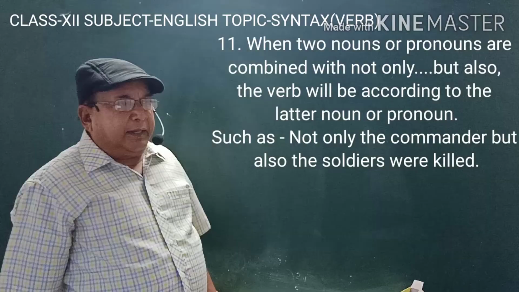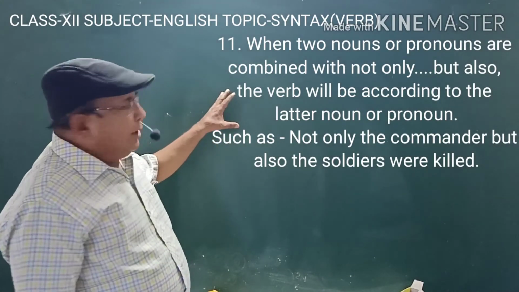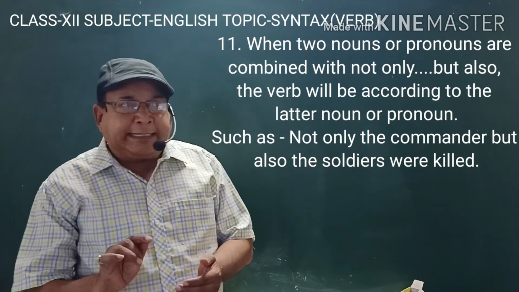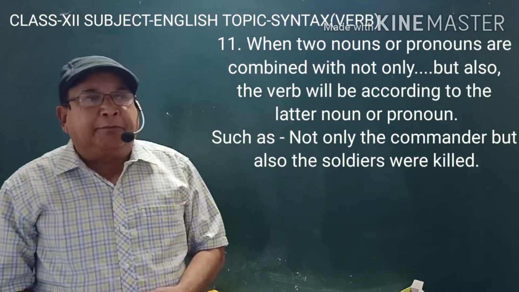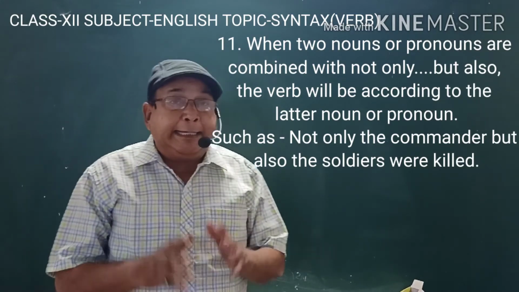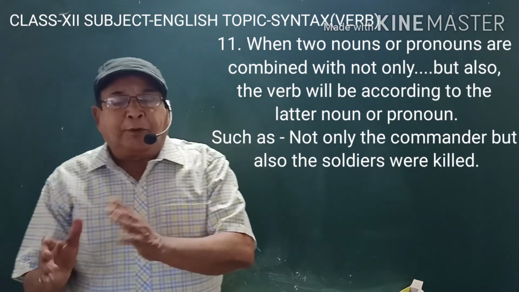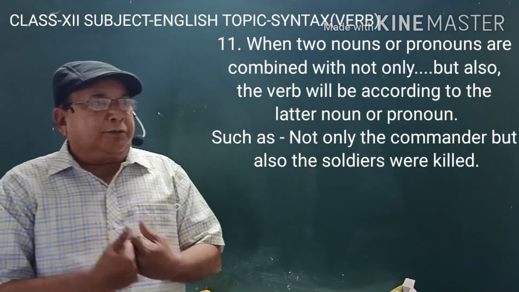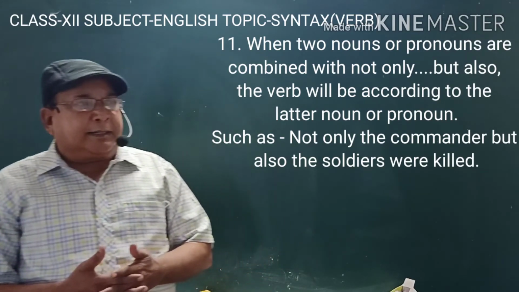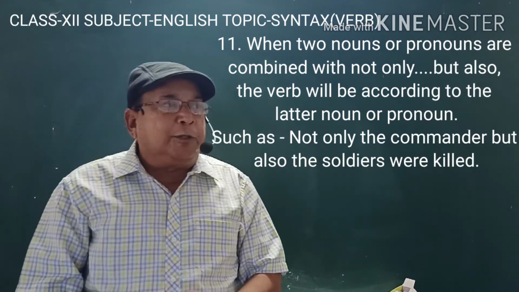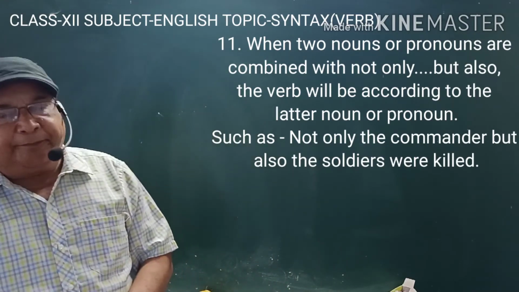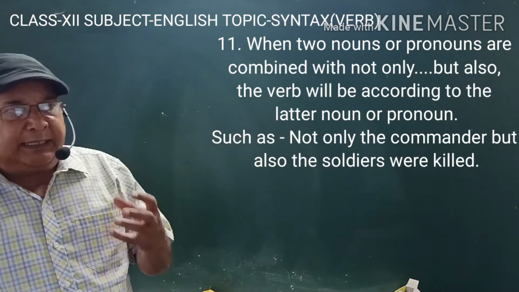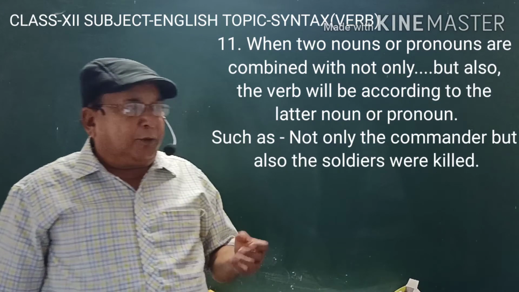Clear? In another point, you will see that when two nouns or pronouns are combined with not only, but also, then the verb will be according to the later noun or pronoun. The pronoun or noun which comes last, the verb will be according to that. For example, not only the commander but also the soldiers were killed. So in this case, the last word soldiers is plural, that's why the verb were is used in plural sense.